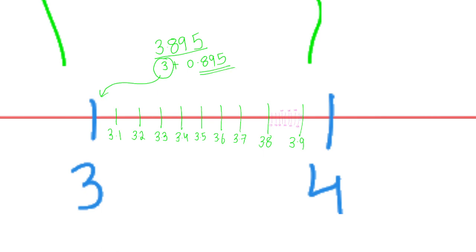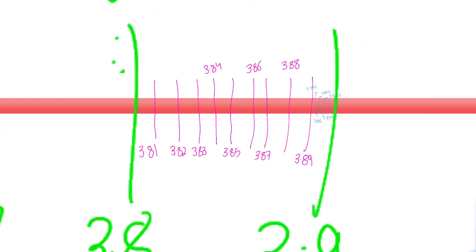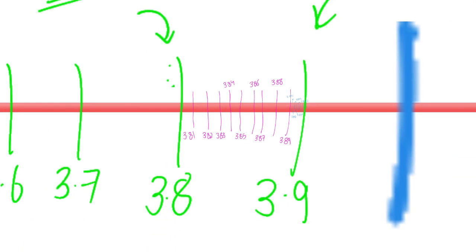Now look at this term. This number is 3.8, so we have 3.8 plus 0.095. It means that it lies after 3.8 and before 3.9. So we are talking about this portion. Now we have divided this portion between 3.8 and 3.9 in 10 parts. We have 3.81, 3.82, 3.83, 3.84. We have divided this portion in 10 parts.